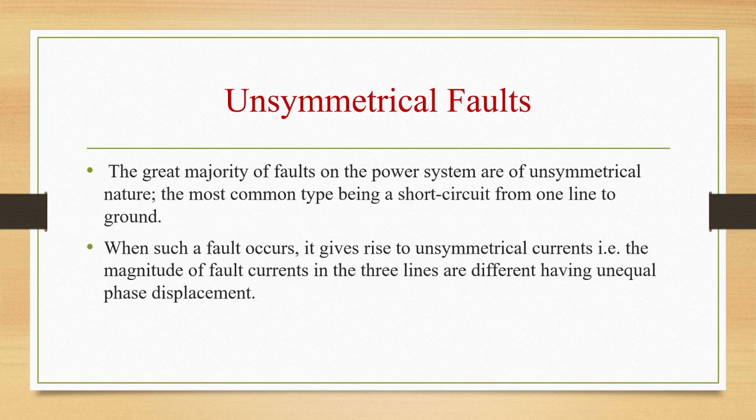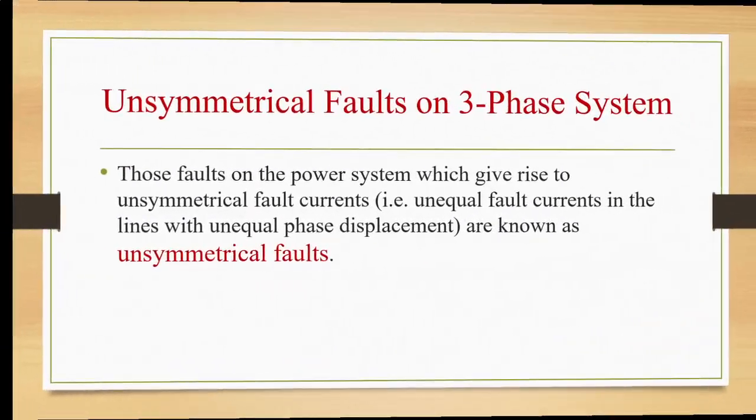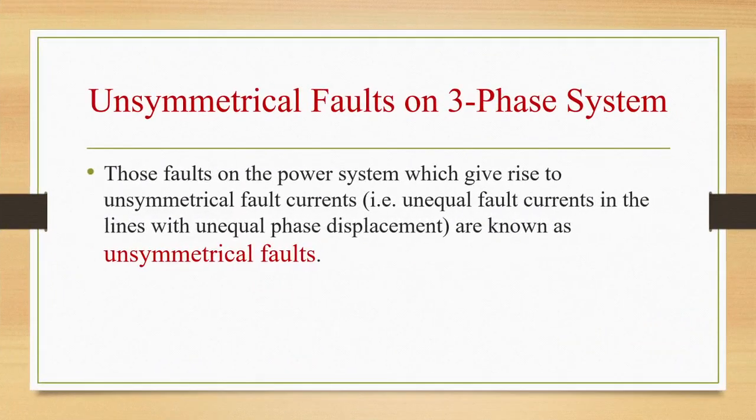So when such a fault occurs, it gives rise to unsymmetrical currents. That is, the magnitude of fault currents in the three lines will be different, having unequal phase displacement. The calculation procedure known as the method of symmetrical components is used to determine currents and voltages on the occurrence of an unsymmetrical fault. So we will focus our attention on the analysis of unsymmetrical faults. Those faults on the power system which give rise to unsymmetrical fault currents, that is unequal fault currents in the lines with unequal phase displacements, are known as unsymmetrical faults. So what are unsymmetrical faults? The faults on the power system which give rise to unsymmetrical fault currents are called unsymmetrical faults.